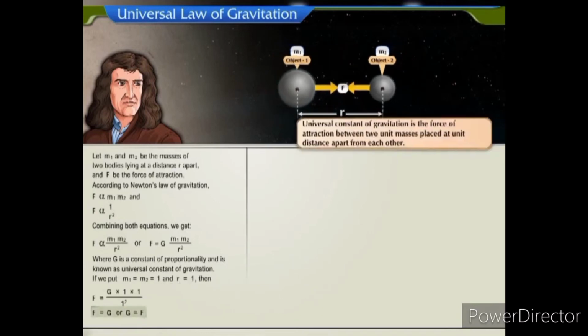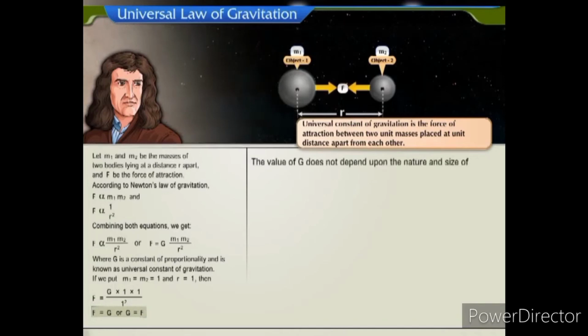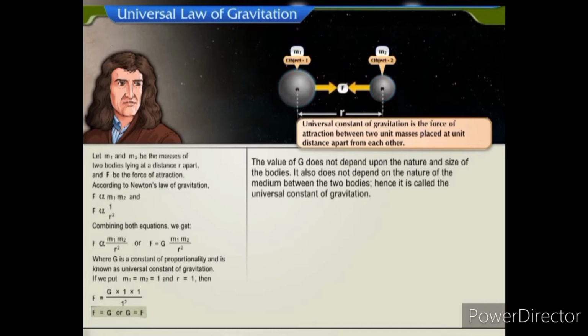F is equal to G, or G is equal to F. Therefore, the universal constant of gravitation is the force of attraction between two unit masses placed at unit distance apart from each other. The value of G does not depend upon the nature and size of the bodies. It also does not depend on the nature of the medium between the two bodies, hence it is called the universal constant of gravitation.